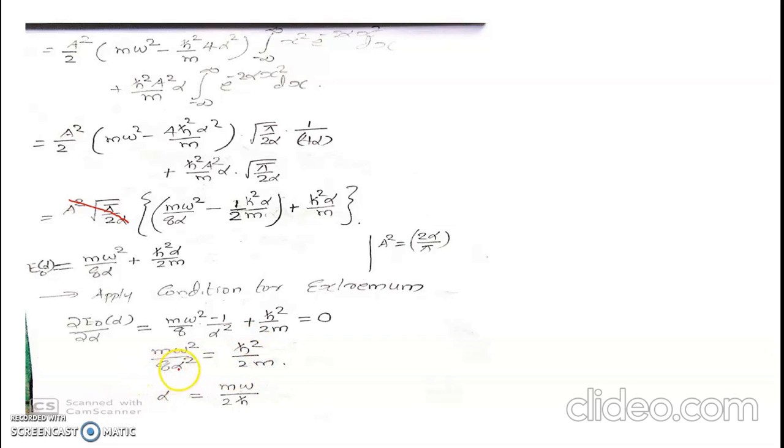I require alpha. Alpha square is then equal to, taking these terms to the right side and h bar square by m to the left side, m square omega square divided by 4 h bar square. Then alpha will be, all these terms are square terms, you can omit these squares. Alpha equal to m omega divided by root 4, that is 2 h cross. So we have evaluated alpha explicitly in terms of the parameters related to the harmonic oscillator.